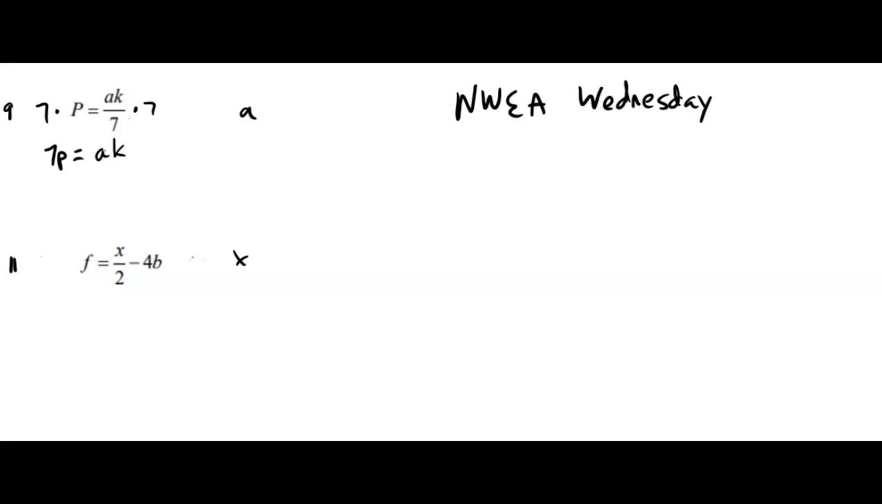Okay, now I can use division to get rid of the multiplication. And that leaves me A by itself, 7p over k.